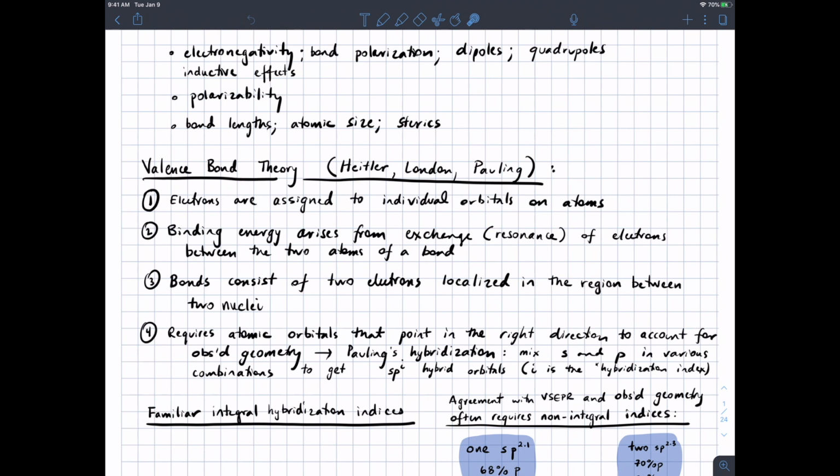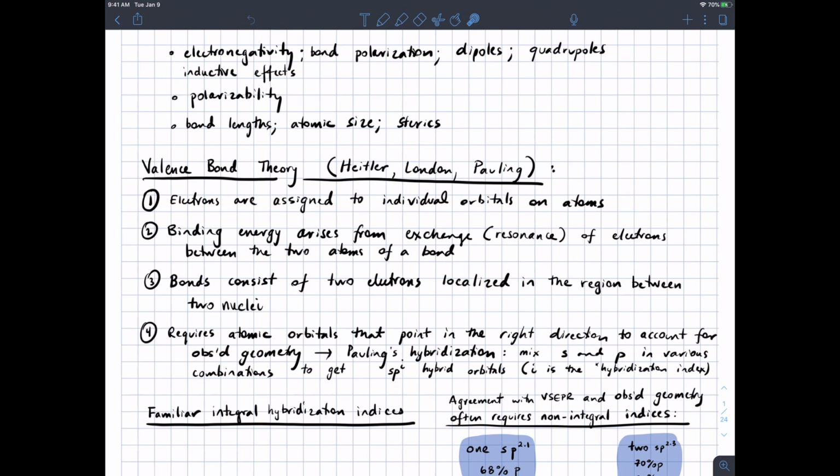The binding energy arises from the fact that those 2 electrons are shared. The 2 electrons are localized between the bond, and because of that, the orbitals that you use to make bonds on each of the individual atoms have to be localized and directed in the right orientation. If you need something to be tetrahedral, you've got to have atomic orbitals that are oriented in the directions for tetrahedral.